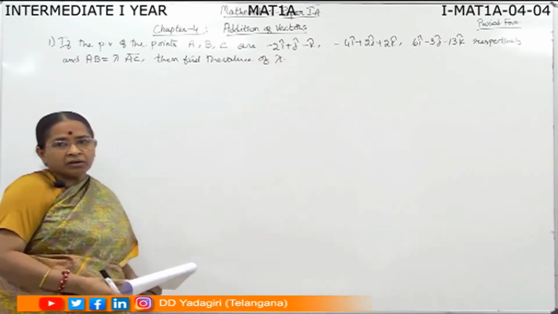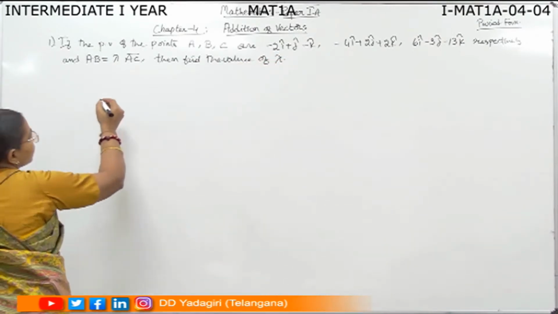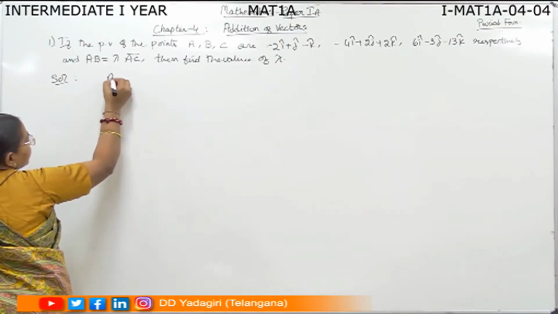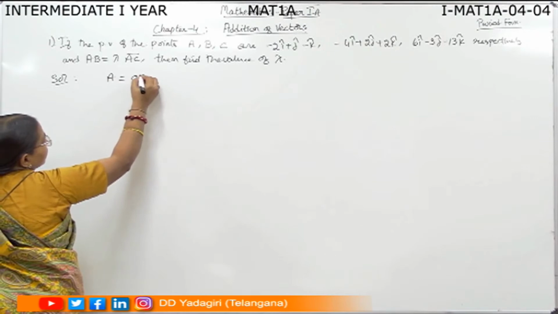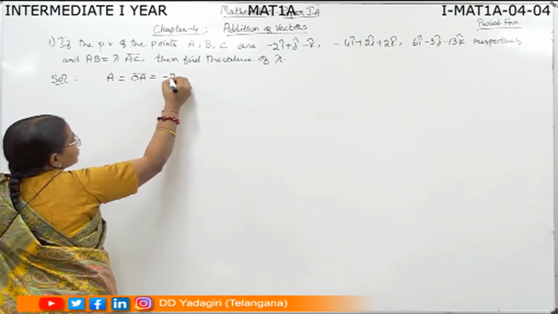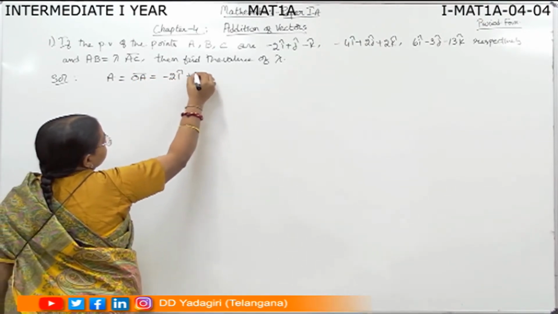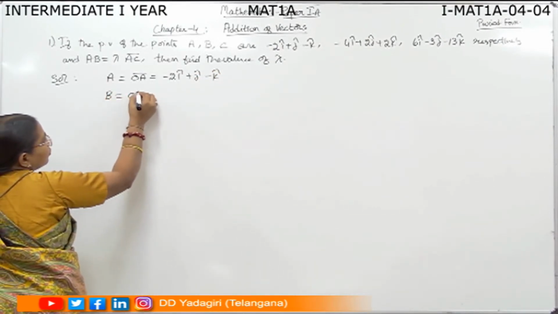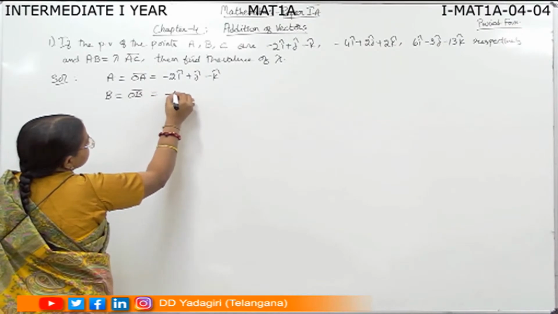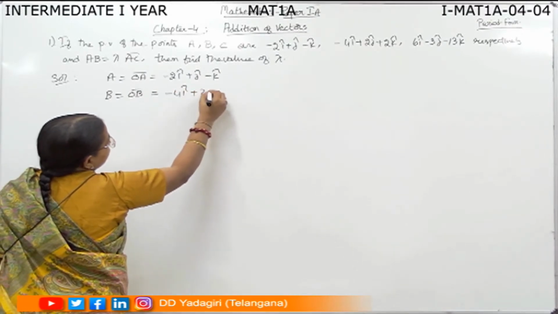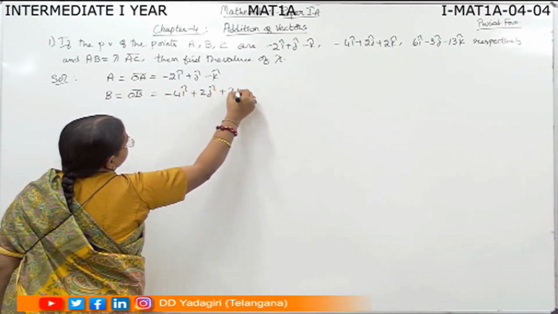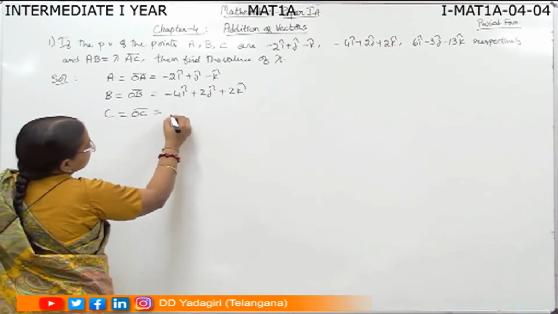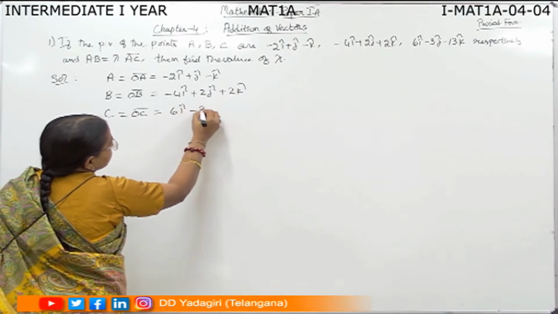So first, in the solution, point A is nothing but the OA vector, which is minus 2i plus j minus k. Now point B is the OB vector, which is minus 4i plus 2j plus 2k. Next, point C is the OC vector, which is 6i minus 3j minus 13k.